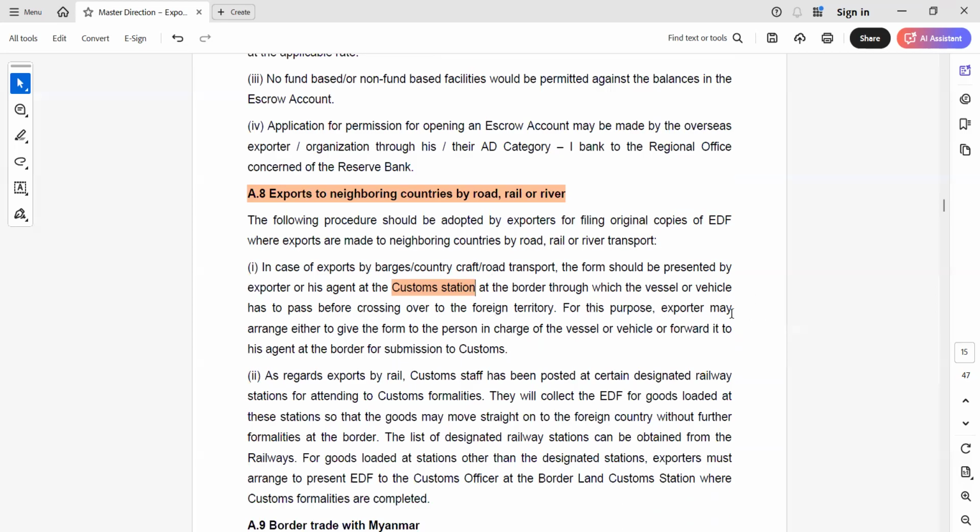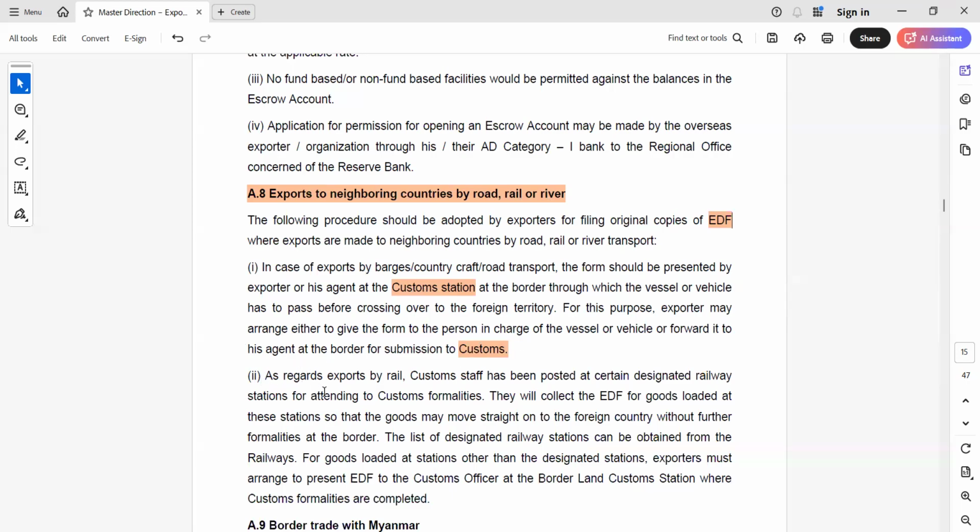For this purpose, the exporter may arrange either to give the form to the person in charge of the vessel or vehicle or forward it to the agent at the border for submission to customs. So whenever anyone is trading with neighboring countries by road or railway, they have to give the EDF form. Copies of the EDF form go to the customs station through an agent, or the person himself can give it.